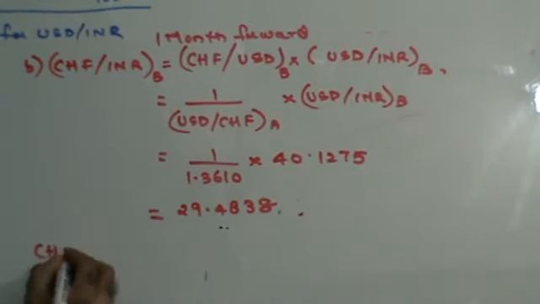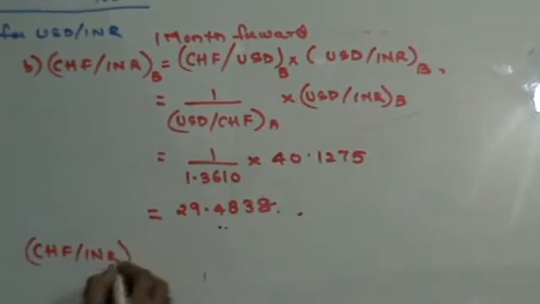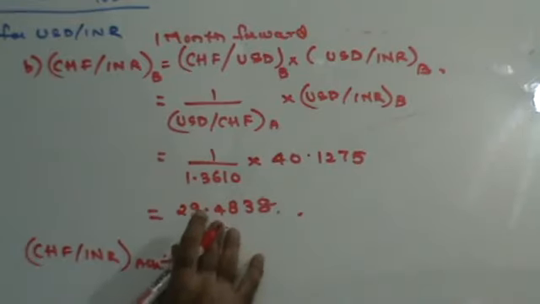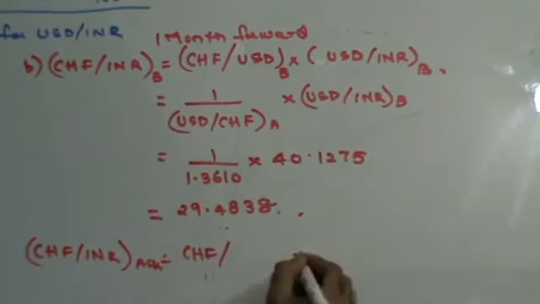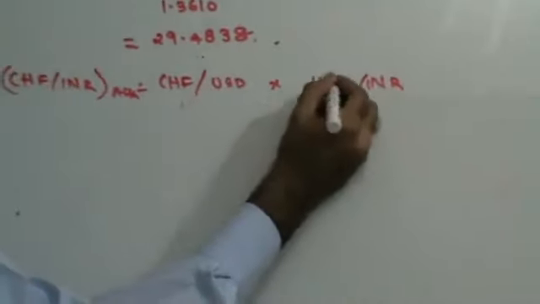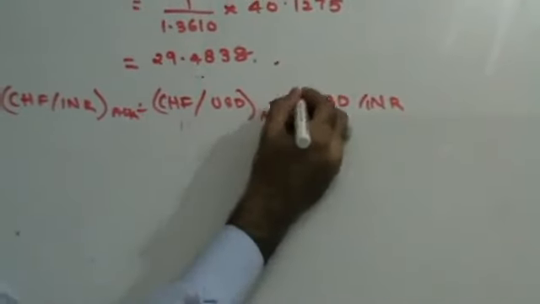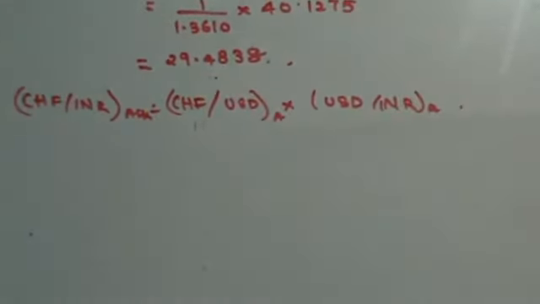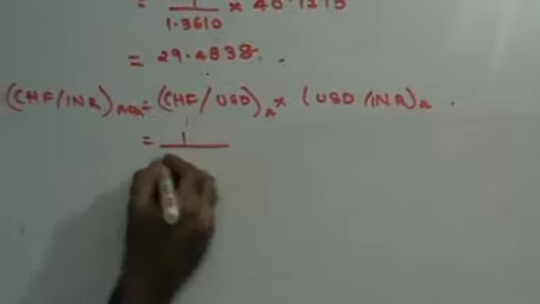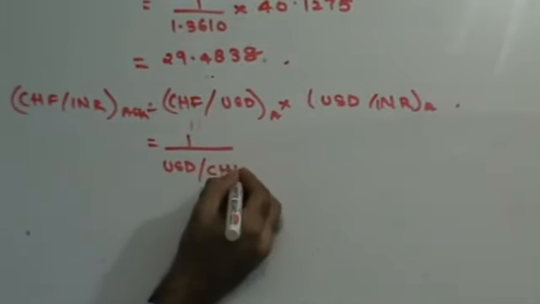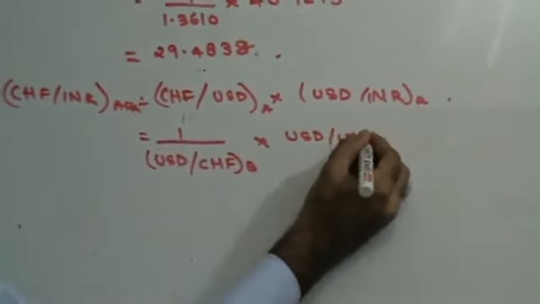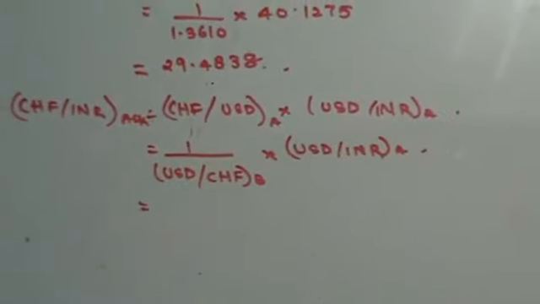Now I need to find out ask also. So CHF INR ask. I need CHF in the numerator, INR in the denominator. USD is my vehicular currency. Ask, right? CHF USD is not given to you, so convert direct quote to indirect quote by reciprocating. So this is USD CHF bid into USD INR ask.